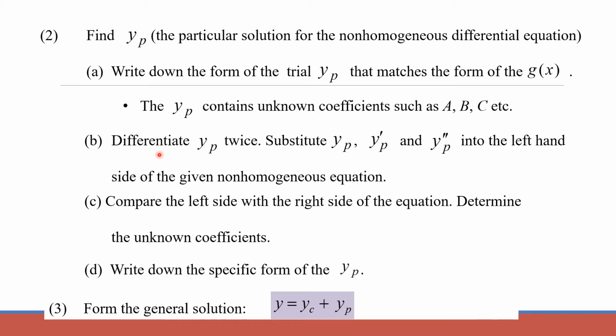Since the DE is of second order, we need to differentiate the yp twice. And after that, we substitute yp, yp prime, and yp double prime into the left-hand side of the given non-homogeneous equation. Once that has been done, we can start comparing the left side with the right side of the equation, and from there we can determine the unknown coefficients A, B, C. We then write down the specific form of the yp, and lastly, we can form the general solution y equals yc plus yp.